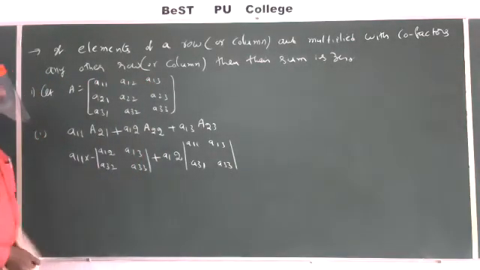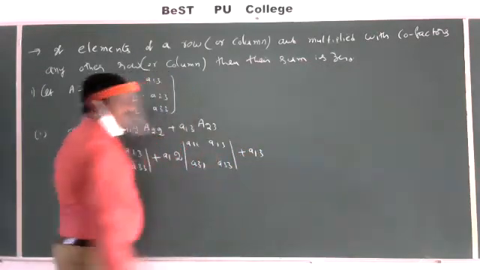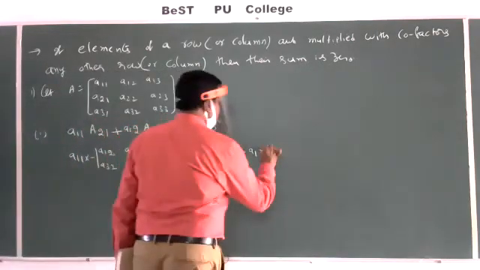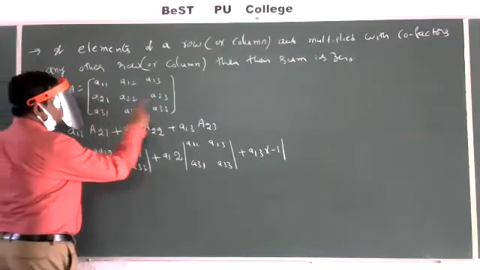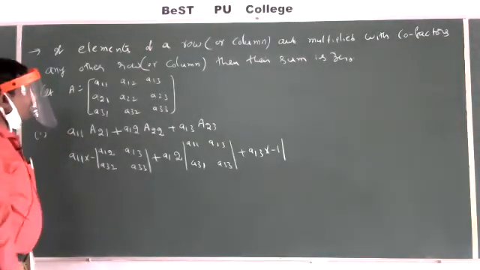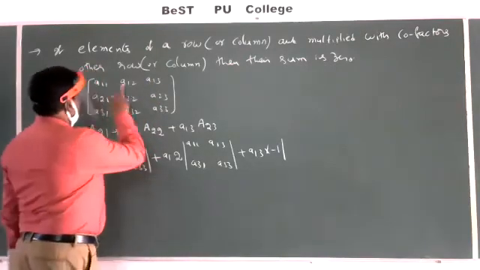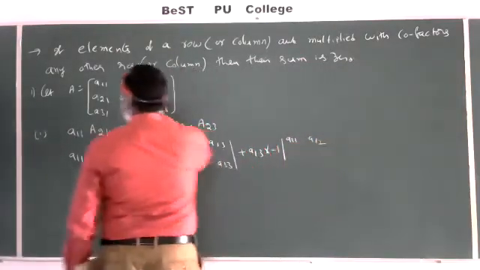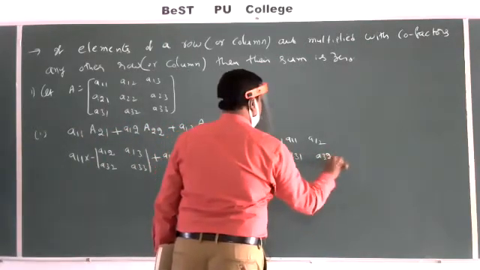Next, A13 capital A23. Here 2 plus 3 is 5, an odd number, so we consider minus. A23 is present in the second row and third column. Leave the second row and third column and write the determinant of the remaining elements. What are the remaining elements? A11, A12, A31, A32.